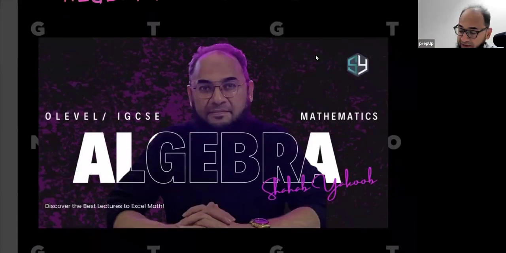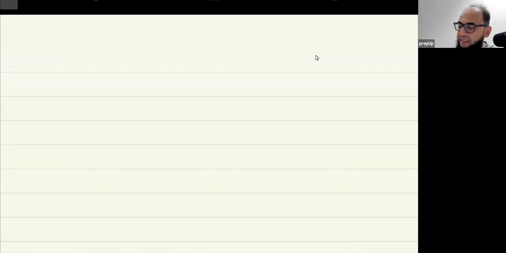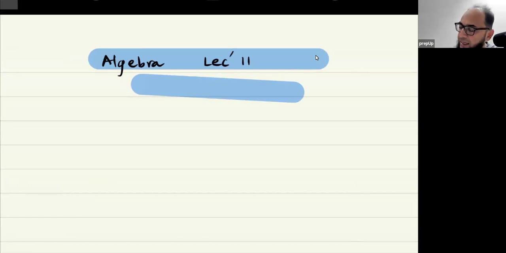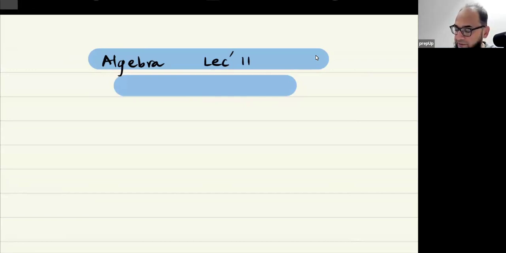Now algebra is a very big topic. There are many things related with algebra. So now let me just highlight over here. This is algebra lecture 11. And what are we starting in lecture 11? In lecture 11, let me draw the straight line horizontally parallel to the x-axis. So in lecture 11, we are starting with proportionality.